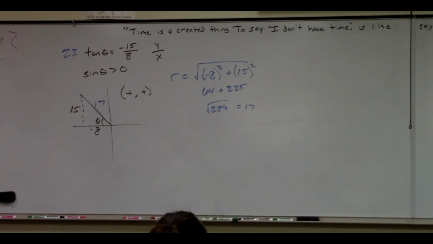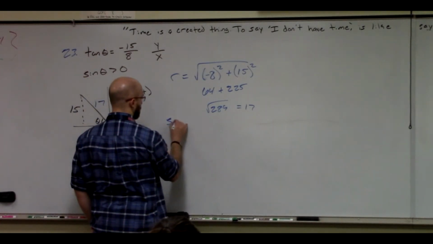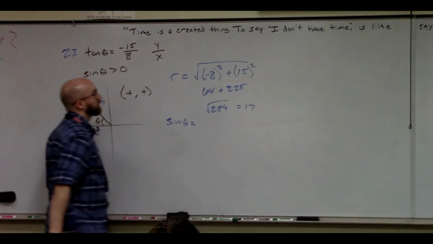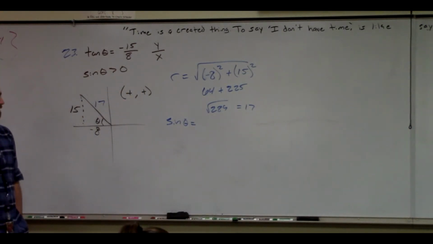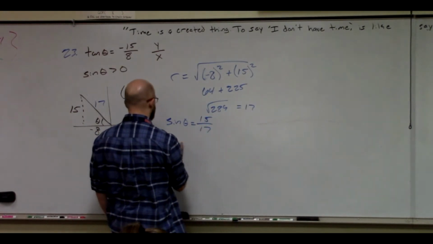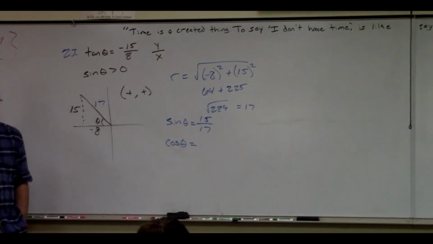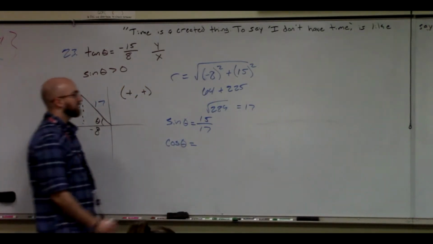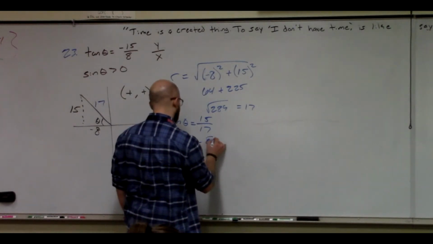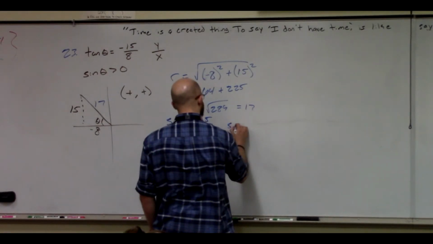Now that I have that, can I find the other 5 trig functions based off this angle? So what is sine going to be? 15 over 17. Cosine? Negative 8 over 17. We already have tangent, so let's do cosecant.